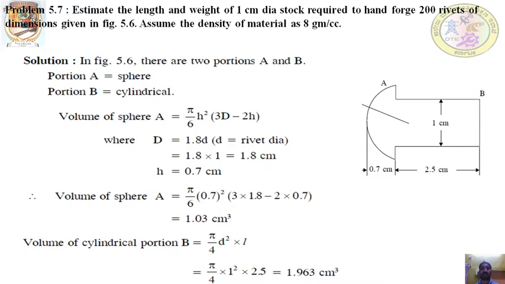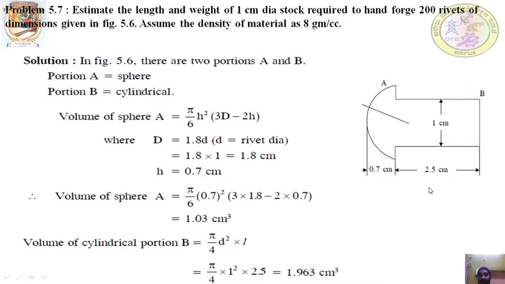So the raw material given is of diameter 1 centimeter. Out of that, you need to prepare the rivets as shown in the figure. You have to prepare 200 such rivets, and one of them has the dimensions given below. So you have to find the length of the bar stock for 200 rivets and also the weight of the material required for preparing the bar stock for 200 rivets.